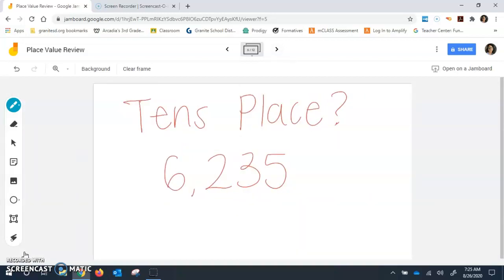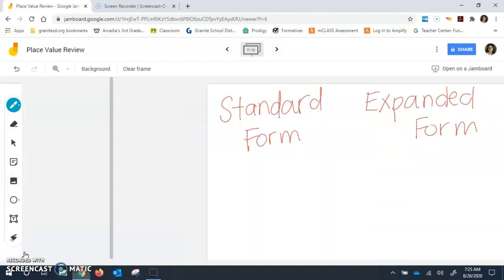Same with this one, which digit is in the tens place. So starting back here, you know this is the ones, this is the tens, so there's my answer. 3 is in the tens place. So there you have it with those different place values.